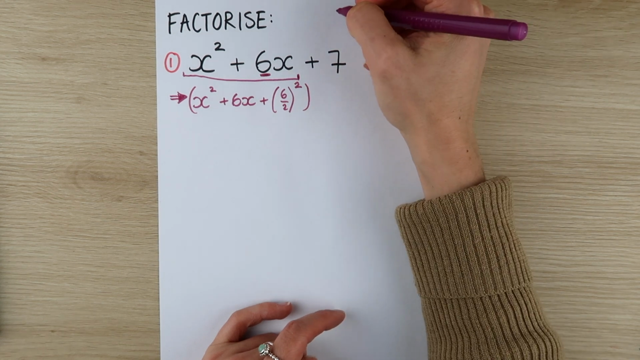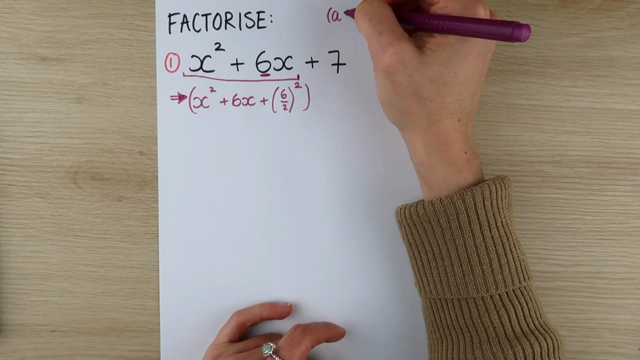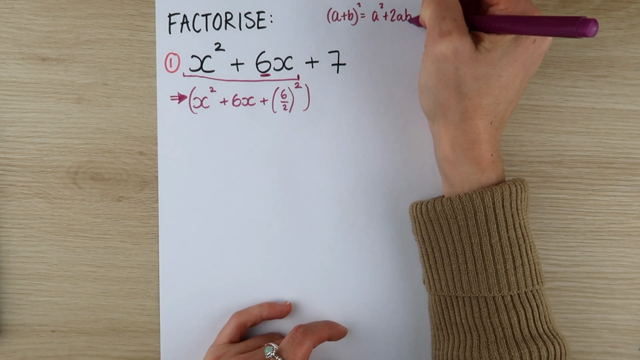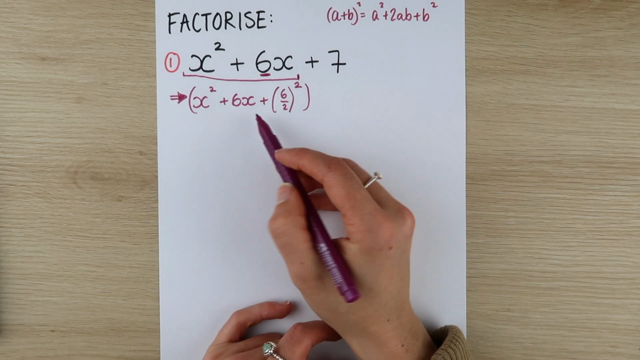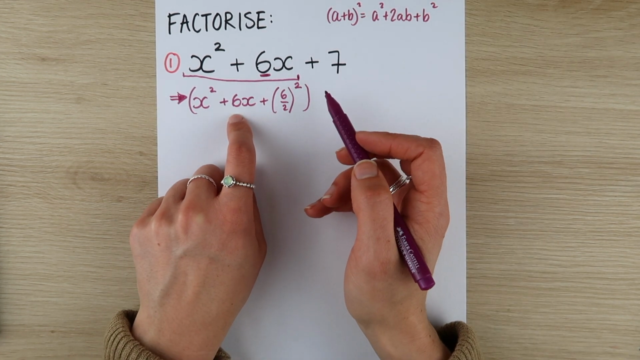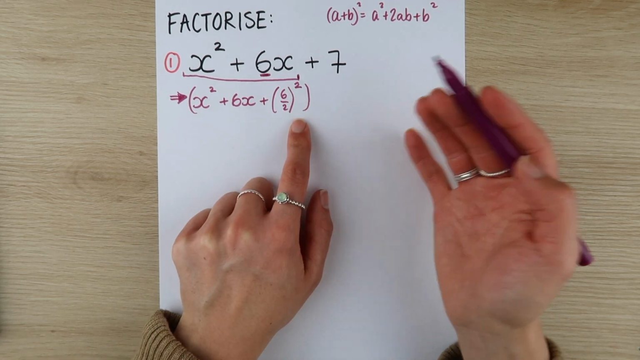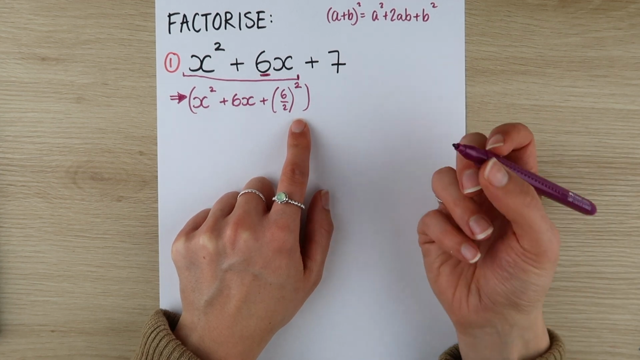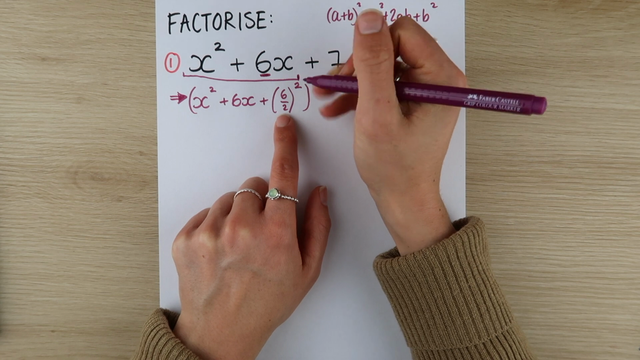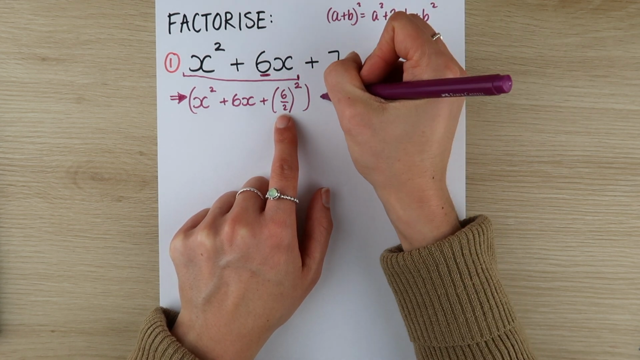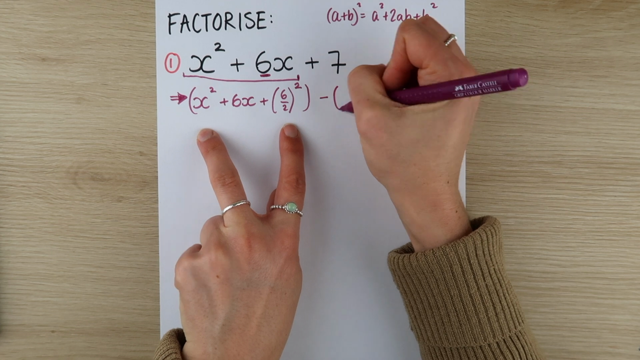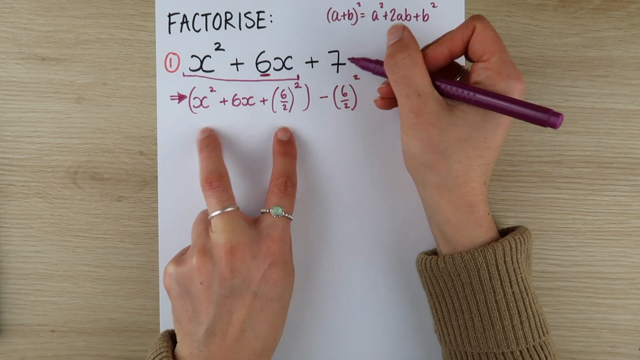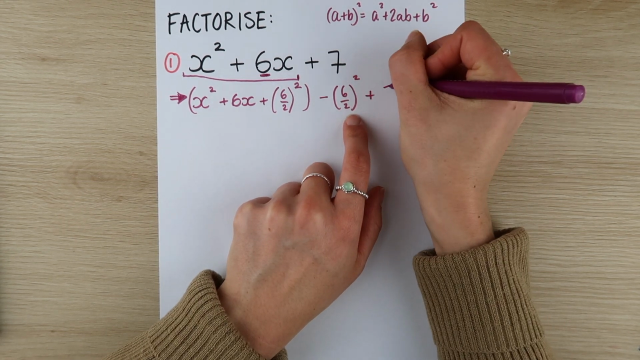You may recall that the perfect square rule is a plus b squared equals a squared plus 2ab plus b squared. And I've set that up by dividing by 2 and squaring it. I've actually set up a perfect square. I can't just add on things in an equation and then it not be balanced. So because I added 6 over 2 squared, I've got to then subtract it, 6 over 2 squared. And then obviously I've got the positive 7 still on the end. So I put that there.